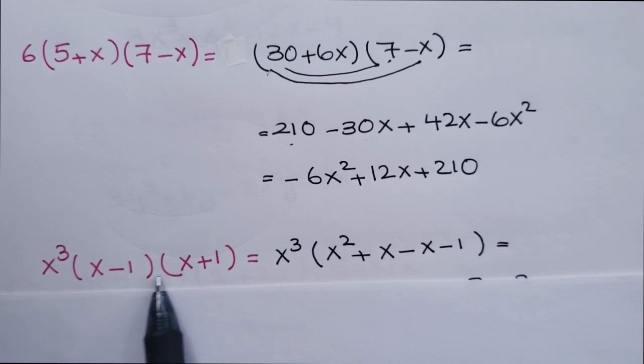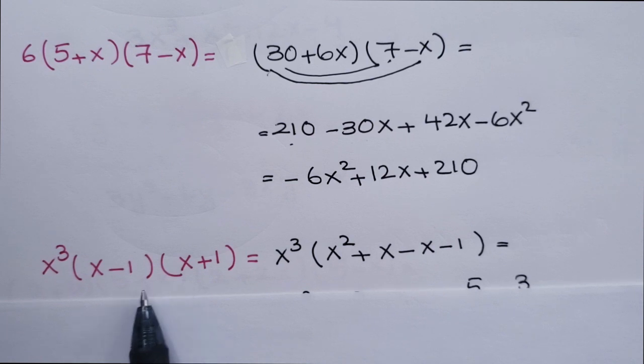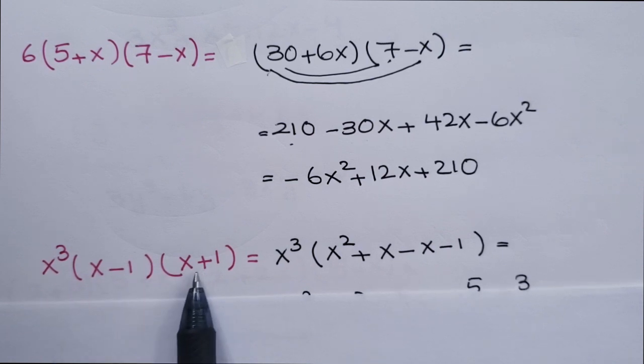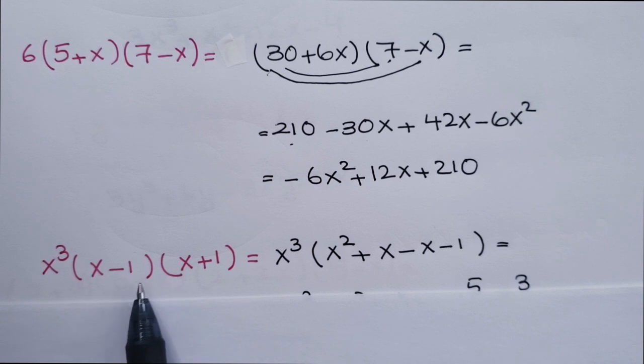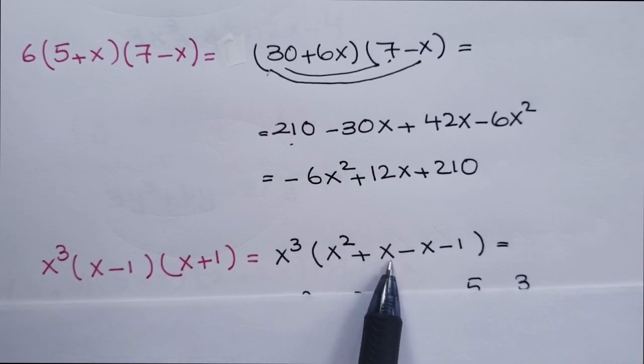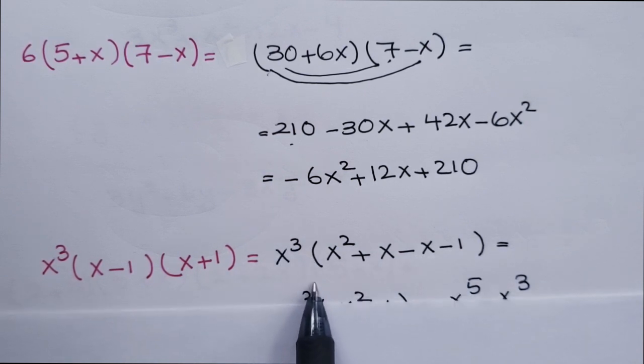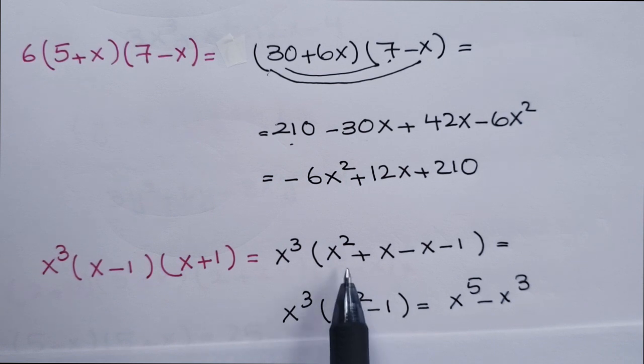So here, these 2 brackets, if you look closely, are one of those factorizing patterns. Or you can easily FOIL them out. That would turn into x squared plus x minus x minus 1, and then x to the power 3 in front. So this will be reduced to x squared minus 1, and then the x to the power 3 is multiplied by each term.